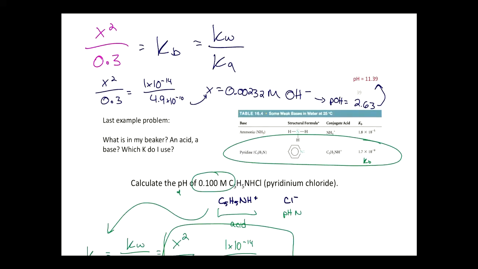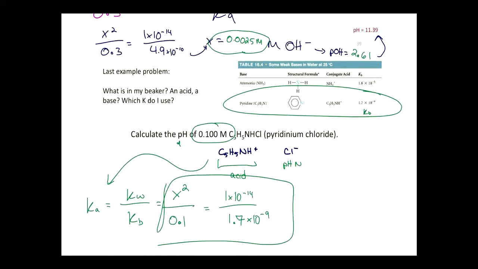Hold on. Was this answer right? This number might not have been right, I'm sorry. And this number wasn't right. I was looking at the wrong part of my key. This number is 0.0025 molarity. It's just a little bit off. And this is 2.61. There we go. All right, sorry about that.